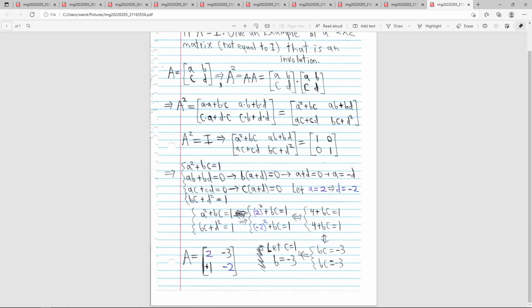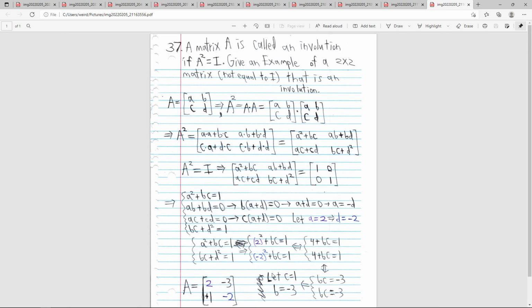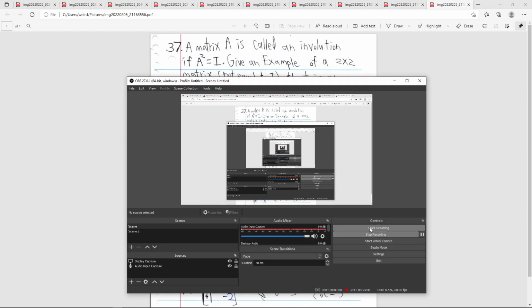So you can let c equal 1 and b equal negative 3, and you'll get a matrix that will work, like this: [2, negative 3; 1, negative 2]. That matrix should satisfy it, and you can double check it. This matrix satisfies the condition needed, equaling the identity matrix when you multiply it by itself. And that's it for this simple section on matrices.